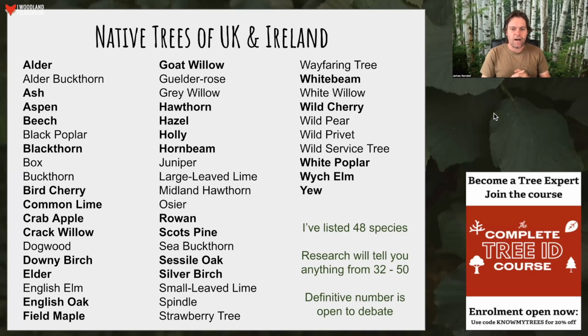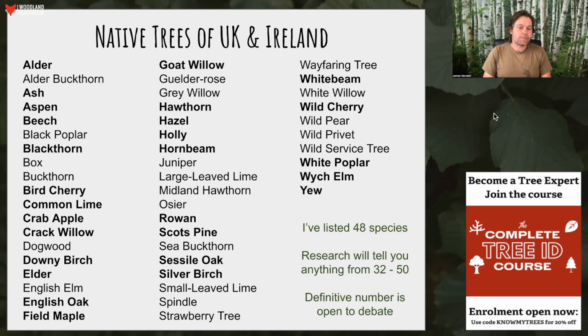These are the ones that I put on my list for native trees of UK and Ireland. Now, I've got 48 listed here. Now, for us getting into tree ID, that's quite an achievable number of trees, considering there are quite a few differences between them. When we go onto the continent, we're talking 200 native trees. So suddenly that number's gone right up there. So this is quite encouraging that we've got a lower number to start with.